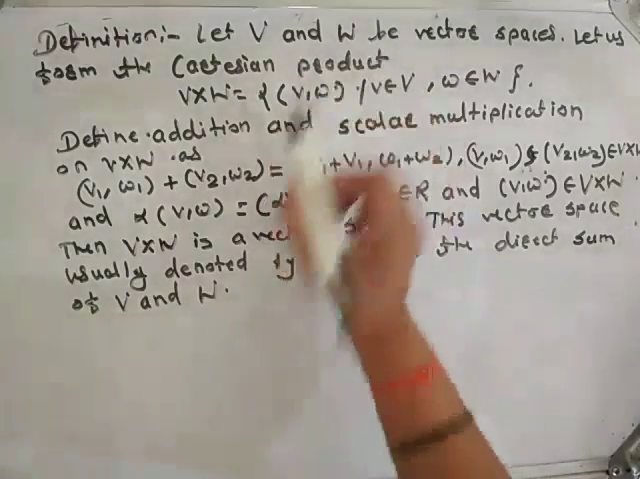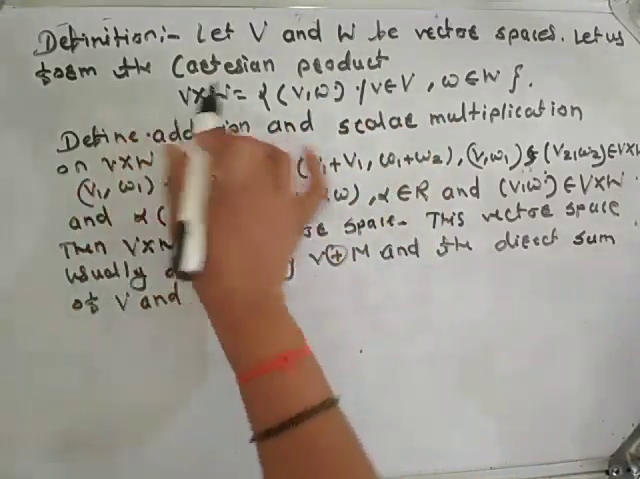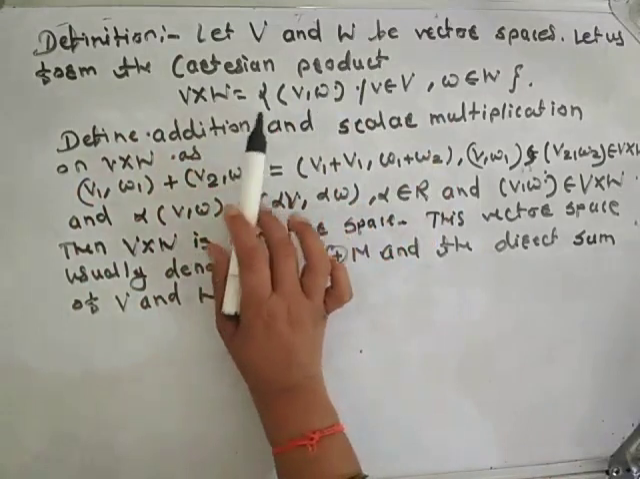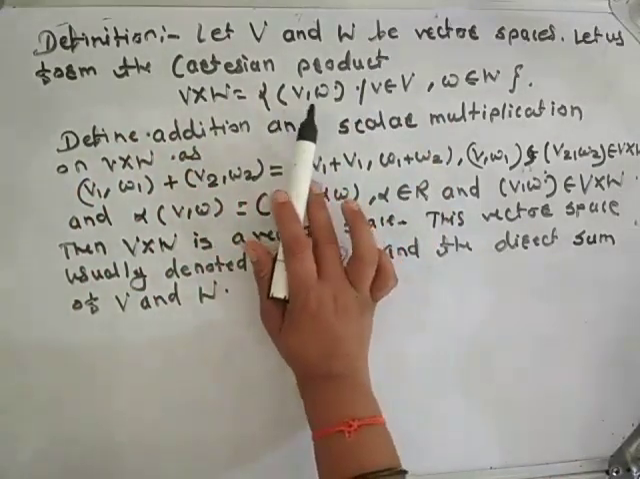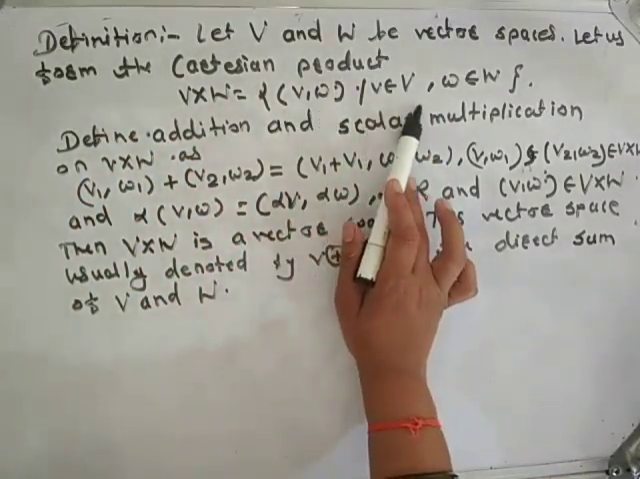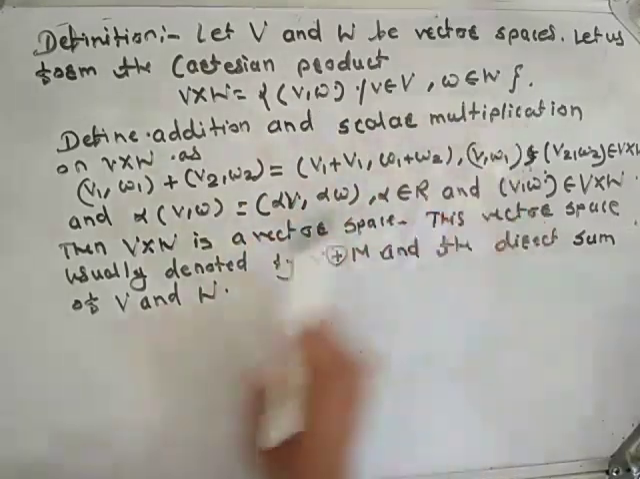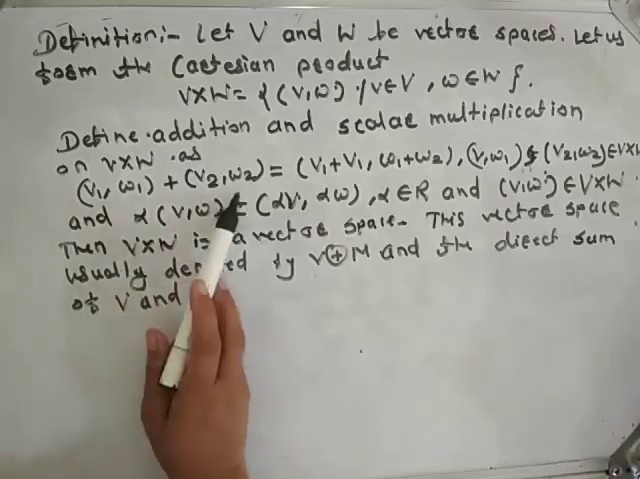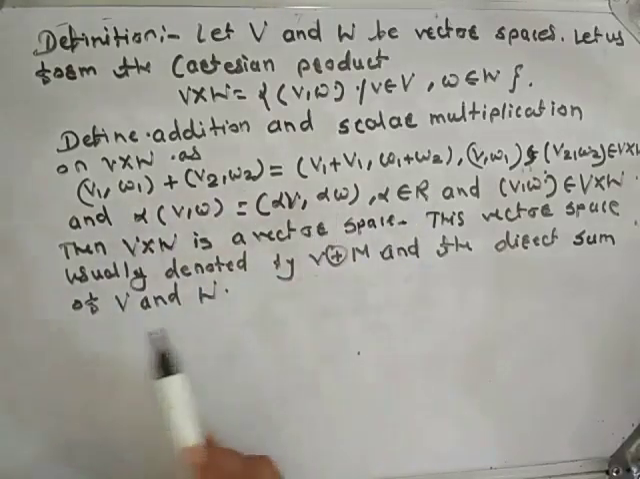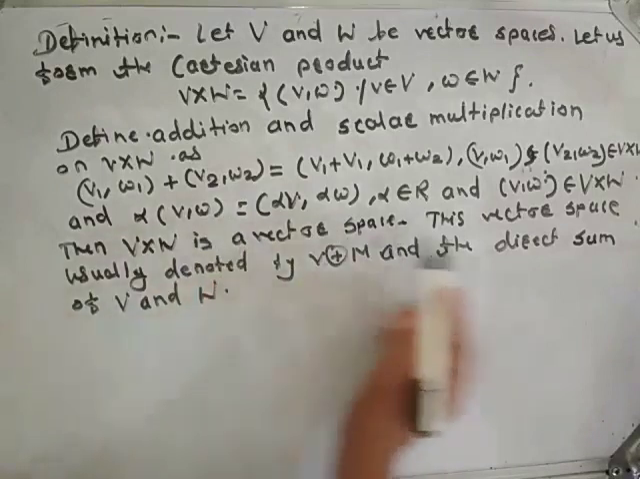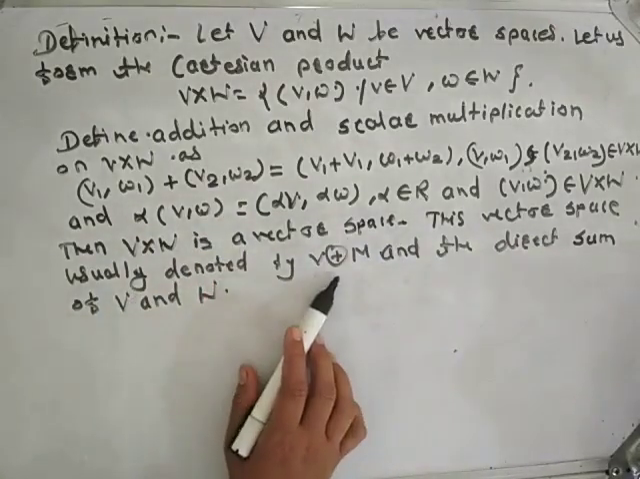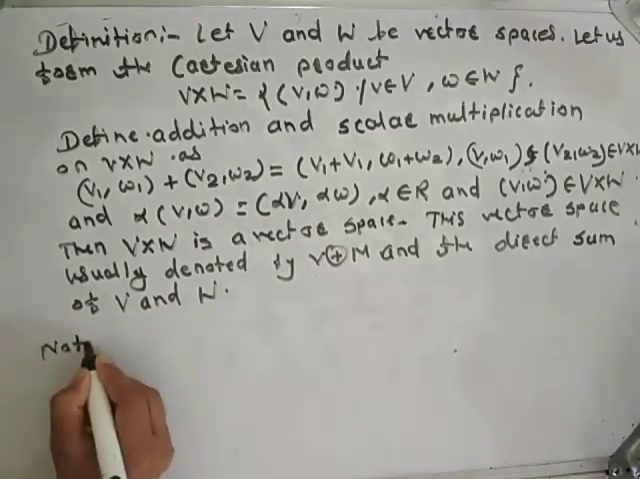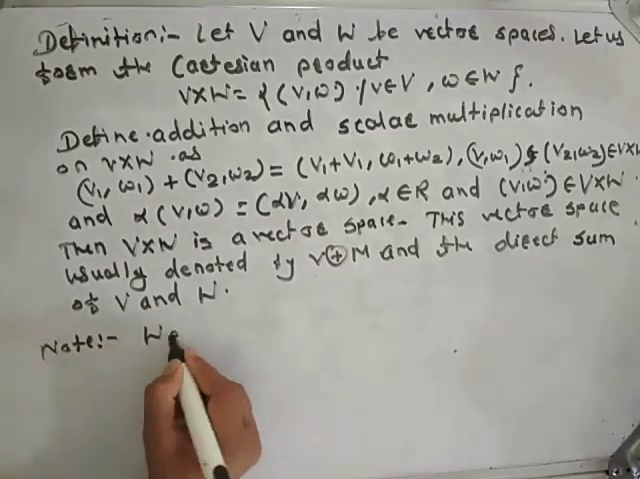See here, V and W are two vector spaces. Let us define the Cartesian product V cross W as the set of all ordered pairs (v, w) such that small v belongs to capital V and small w belongs to capital W. Define addition and scalar multiplication. This is the addition and this is the scalar multiplication. This is a vector space and this vector space is called the direct sum of V and W. Okay.